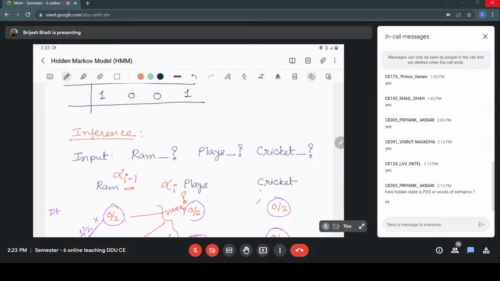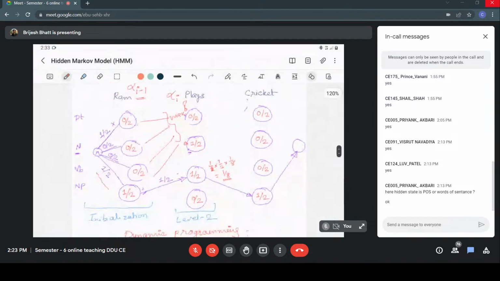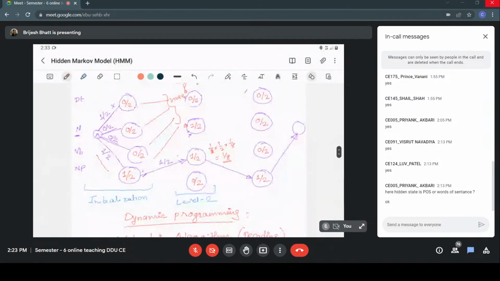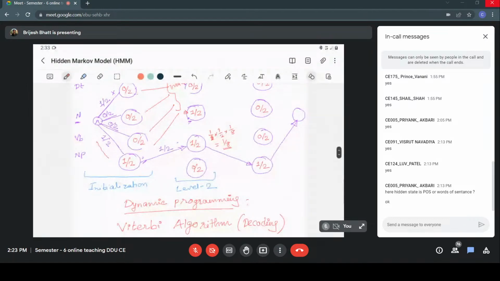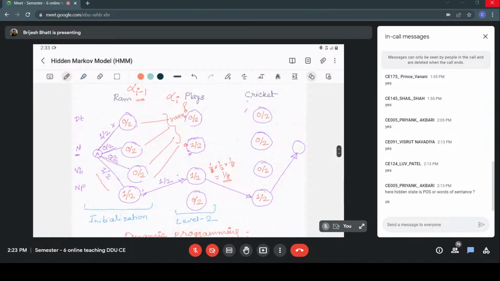How do we do this? So that is done by a very interesting dynamic programming algorithm called the Viterbi algorithm. This is called decoding. Most of the time, sequence labeling structures have a decoding phase. The decoding phase is where you are assigning class labels for your observed input sequence.